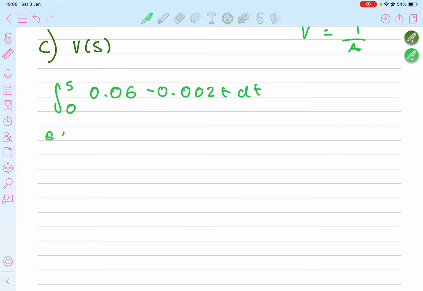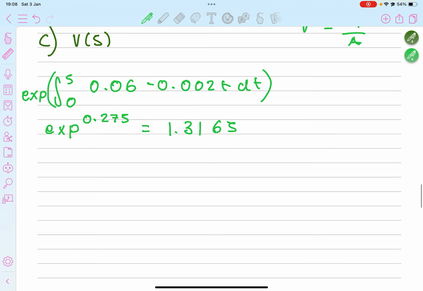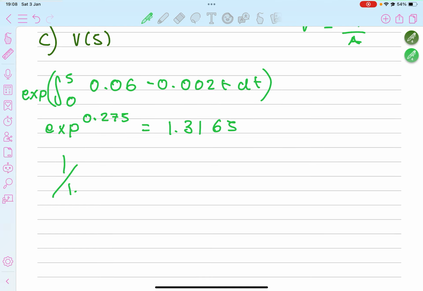And then you would do the exponential, which is equal to 0.275. I should probably write that like an exp here. You have that, 1.3165, and then you do the inverse as the relationship, 1.3165, 0.75957.